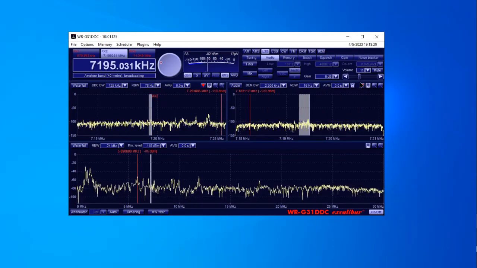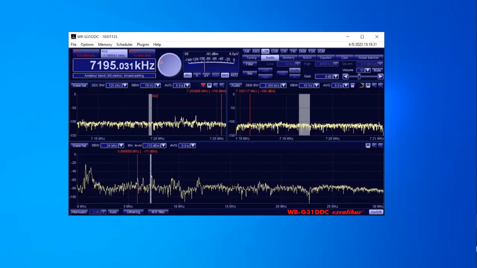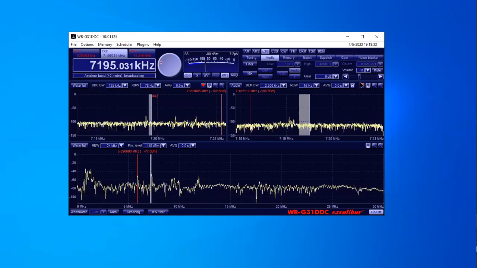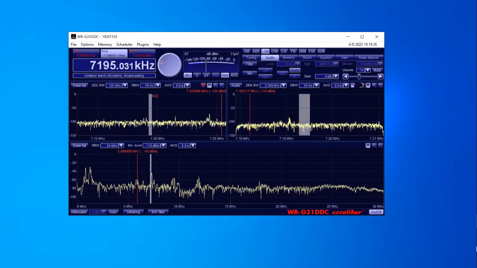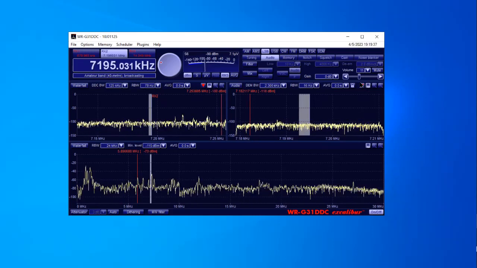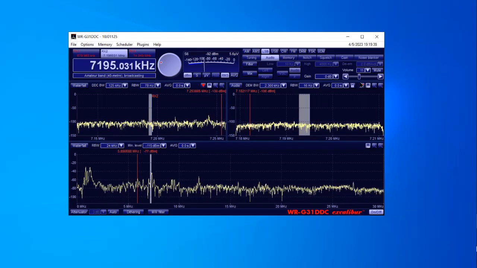Now that is a lower sideband signal, and that's about the normal width of your standard signal. That's 2.3 kilohertz of a signal.